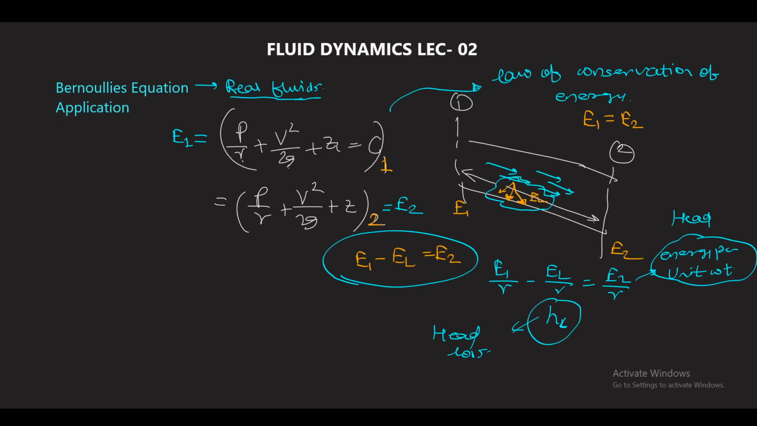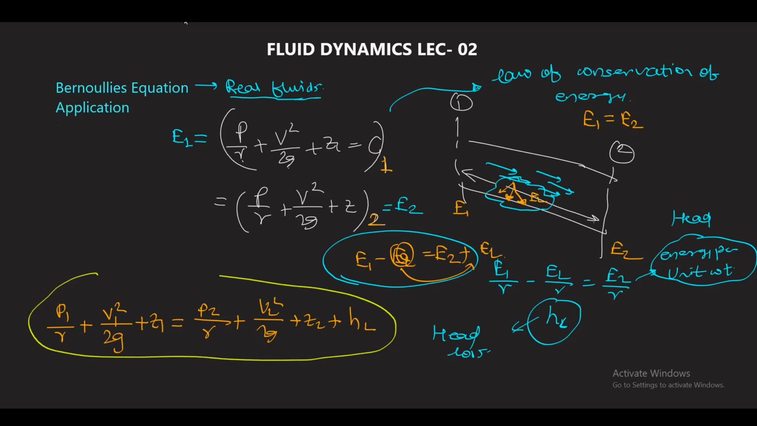So for real fluids, the equation I get is P1 by gamma plus V1 square by twice g plus Z1 is equal to P2 by gamma plus V2 square upon twice g plus Z2 plus the energy lost, since the minus term goes to the other side and becomes plus, and that is nothing but the head loss. This is the equation that I should apply in the case of real fluids.